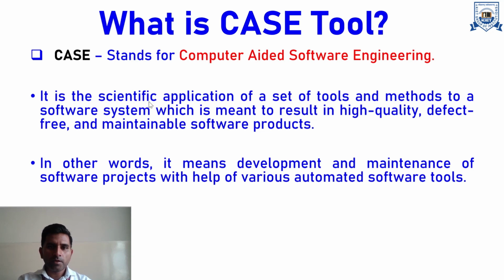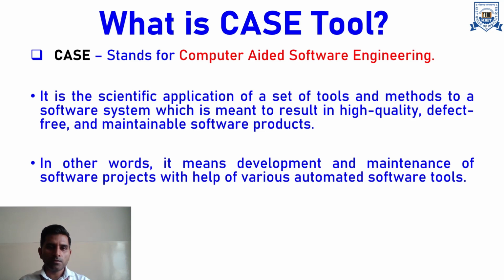It is the scientific application of a set of tools and methods to a software system which is meant to result in high quality, defect free and maintainable software products. So if any IT industry is using CASE tool, that means they are using automation tools, then the product that will be delivered will be of high quality and defect free. Why are we saying defect free? Because in manual software engineering processes, there may be human bugs also. But if you are using automation tools, then the chances of software defects will be less.